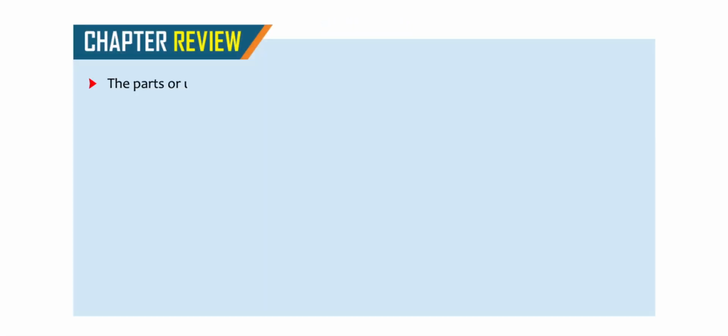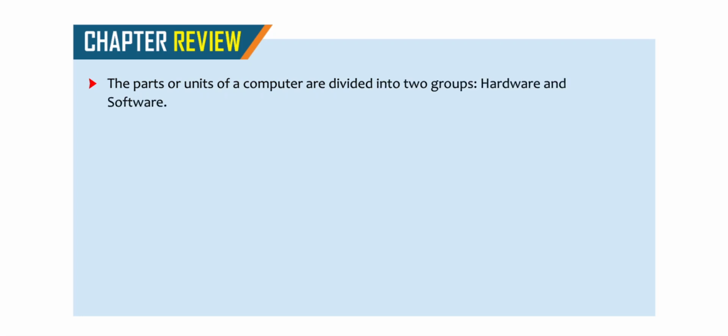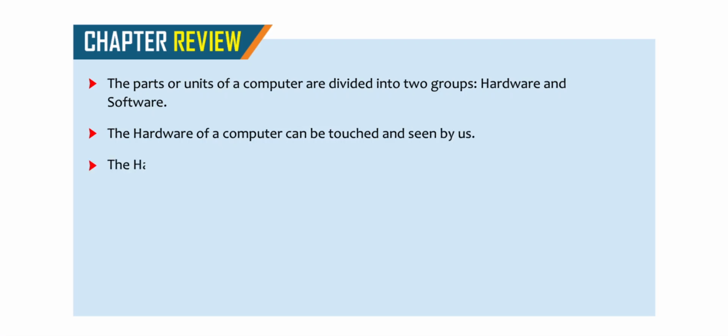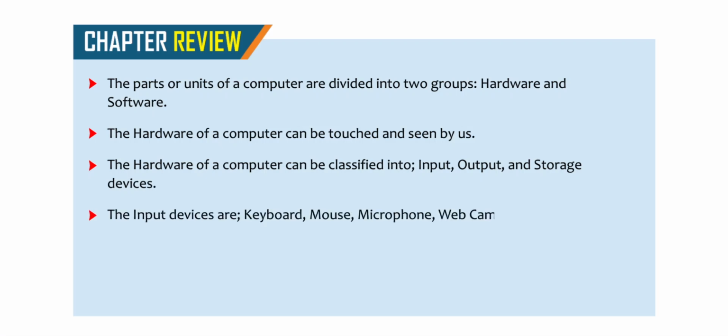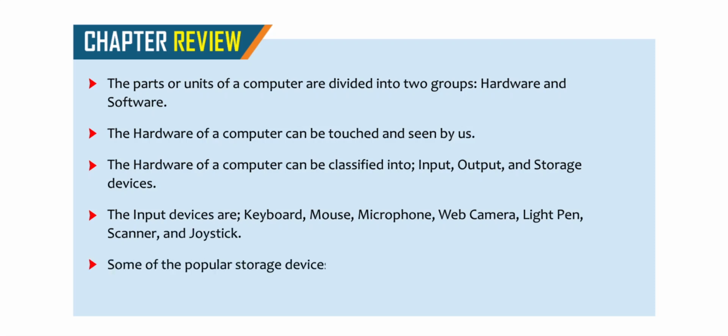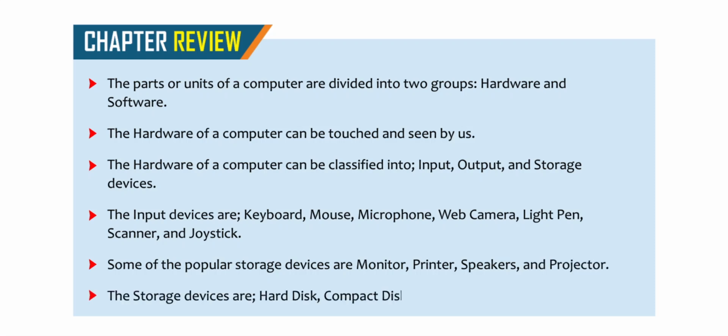Chapter Review. The parts or units of a computer are divided into two groups, hardware and software. The hardware of a computer can be touched and seen by us. The hardware of a computer can be classified into input, output, and storage devices. The input devices are keyboard, mouse, microphone, web camera, light pen, scanner, and joystick. Some of the popular output devices are monitor, printer, speakers, and projector. The storage devices are hard disk, compact disk, USB drive, and memory card.